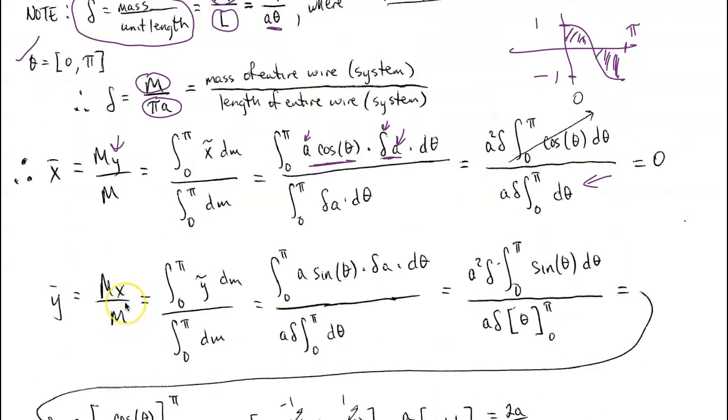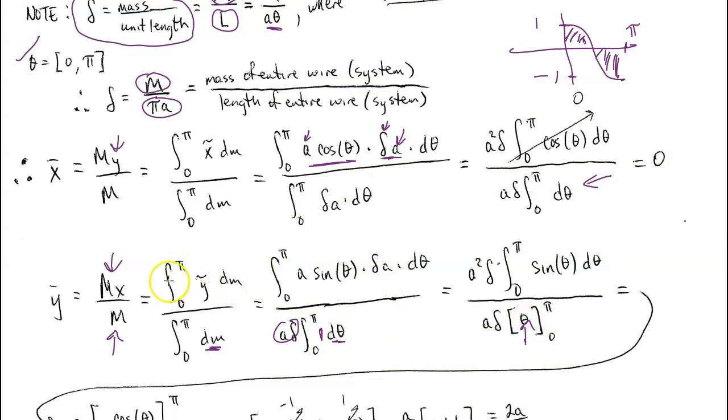All right, so for the next step, we have the y-coordinate for the centroid, and we're going to take the moment about the x-axis divided by the system mass. And of course, the system mass, or the mass of the entire wire, is just the sum of all these little small masses, dm. And we know that dm was just A times delta times d theta. The A and the delta are constants. Leave the d theta in here. So the antiderivative of 1 with respect to theta is just theta.